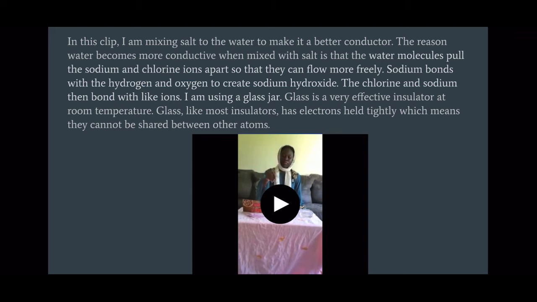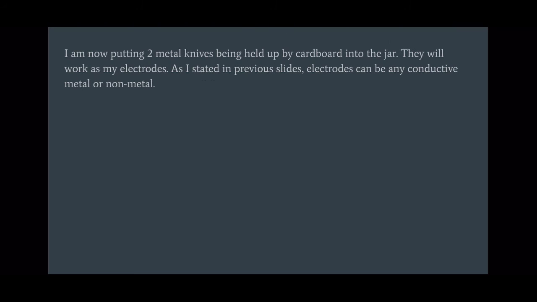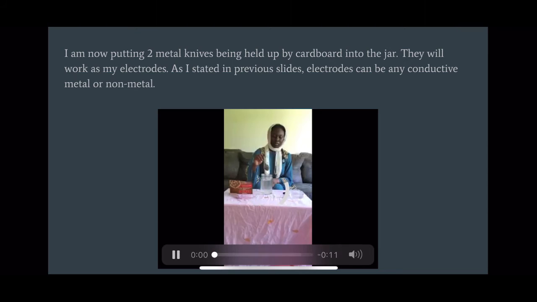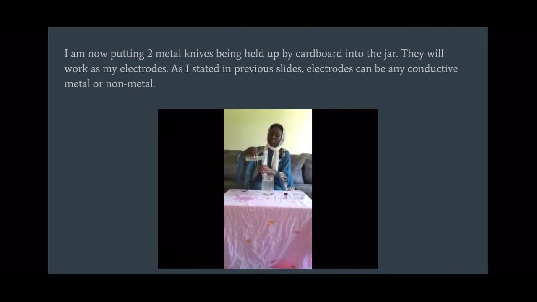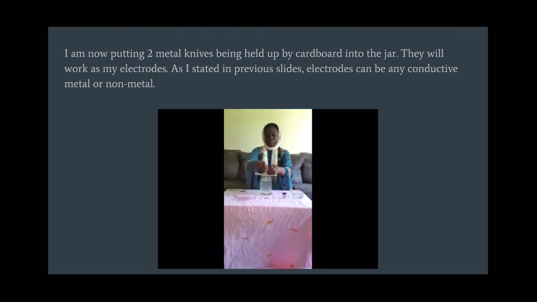I am using a glass jar. Glass is very effective as an insulator at room temperature. Glass, like most insulators, has electrons held tightly, which means that they cannot be shared between other atoms. I am now putting two metal knives held up by cardboard into the jar. They will work as my electrodes. As I stated in previous slides, electrodes can be any conductive metal or non-metal.